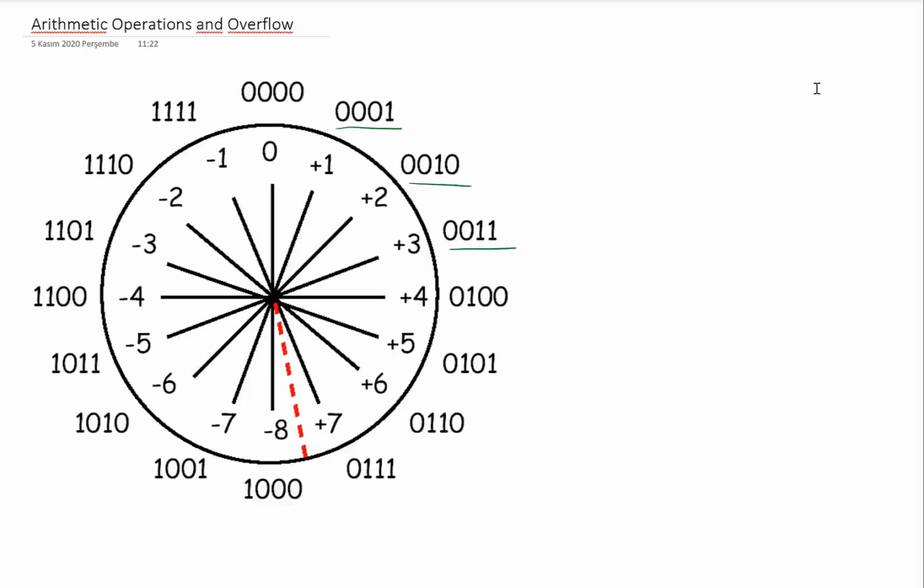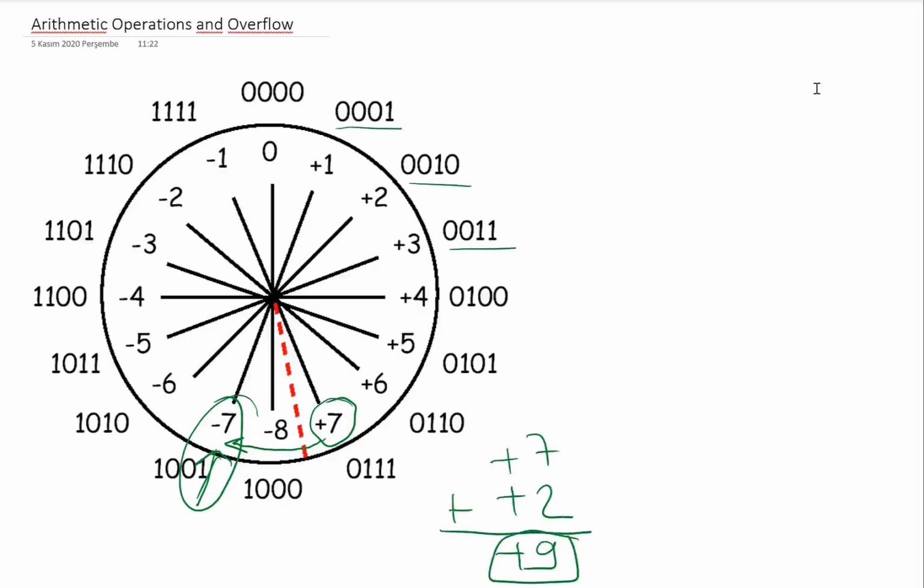So what happens here if we do an arithmetic operation? If I need to represent +9, this is like a circle representation. I will be going to the other side. So instead of +9, I will be representing -7. Let's say I am adding +7 and +2. Theoretically I should get +9, but since I don't have enough bits to represent it, this is what's happening.